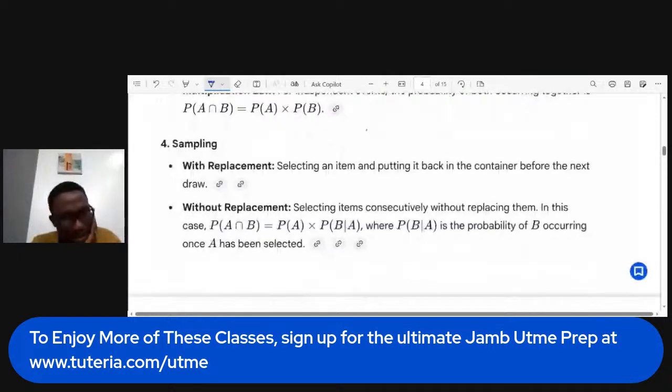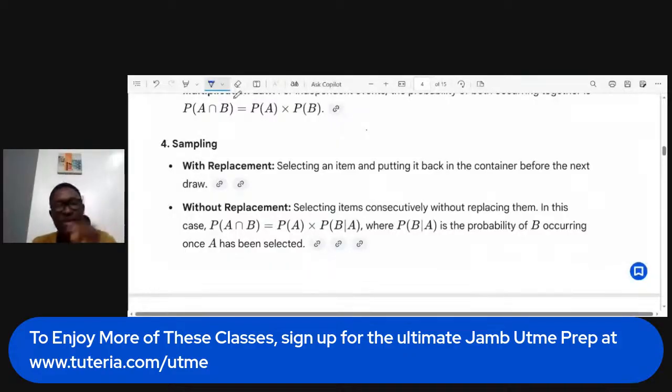Sampling deals with selecting an item and putting it back into the container. You see questions like that in your JAMB a lot. What's the probability of obtaining a red ball from a box that contains 2 red balls, 3 yellow balls, and 4 blue balls? That's what we call sampling in probability.